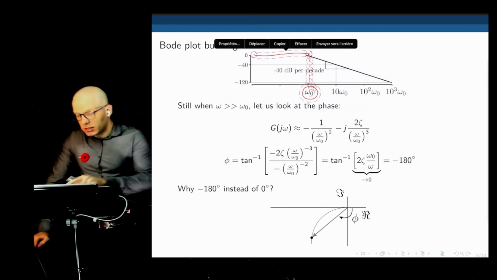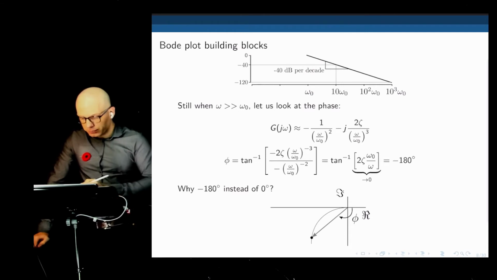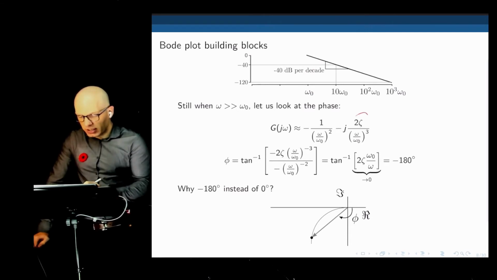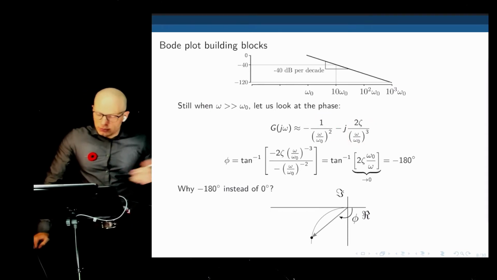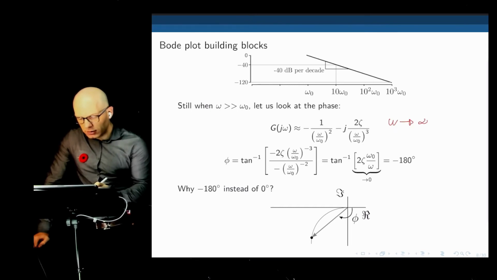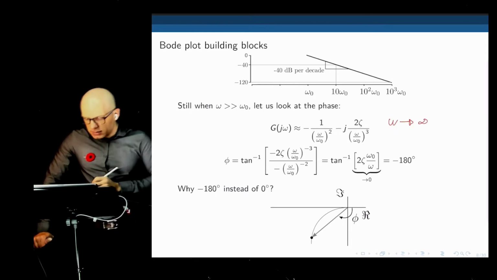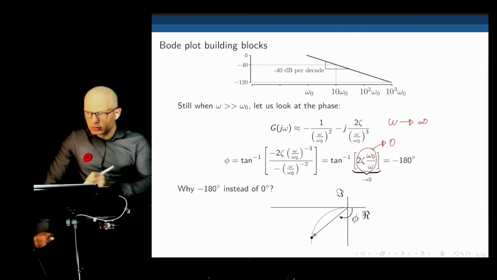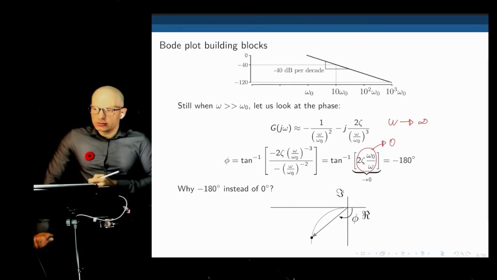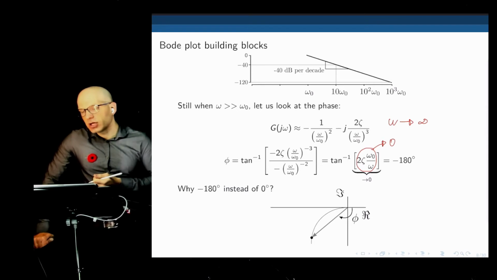And let's see if that is indeed the case. Let's look at the phase. The phase, we can simply calculate by taking the inverse tangent of this divided by that. And now, because we are increasing the frequency, we can make the frequency tend to infinity. And when that is the case, the part inside here, the inverse tangent argument, will tend to 0. In fact, the inverse tangent of 0 would be 0. Well, why is that negative 180 degrees instead?